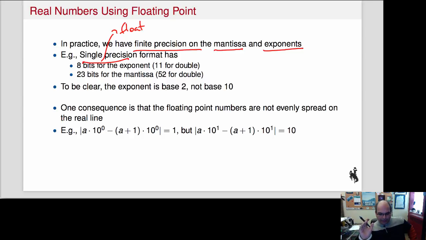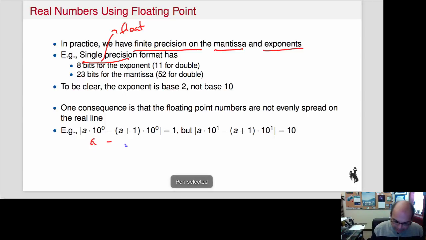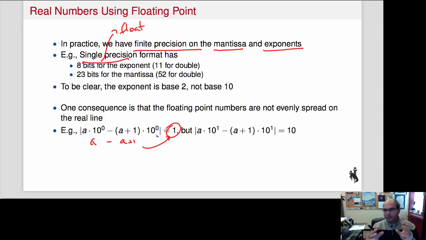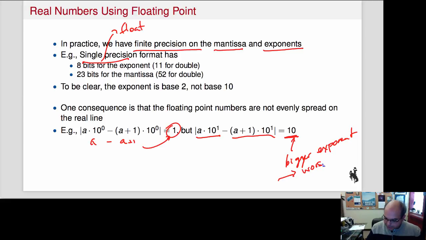Okay. Now, why is that? Well, let's look, for example, at a times 10 to the 0 minus (a plus 1) times 10 to the 0, right? That is 1. Okay, so those numbers, even though it's the next number from a to a plus 1, they don't differ by much. Okay, but now let's look at a times 10 to the 1 minus (a plus 1) times 10 to the 1. Okay, so my exponent has gotten bigger, and all of a sudden the next number is even farther apart, because bigger exponent. What that means is worse precision.